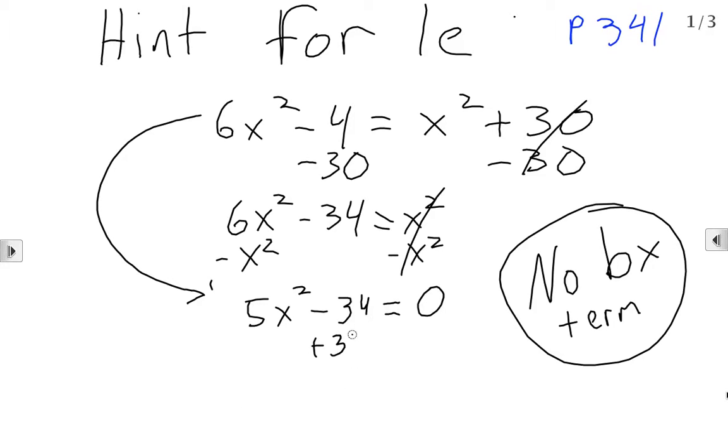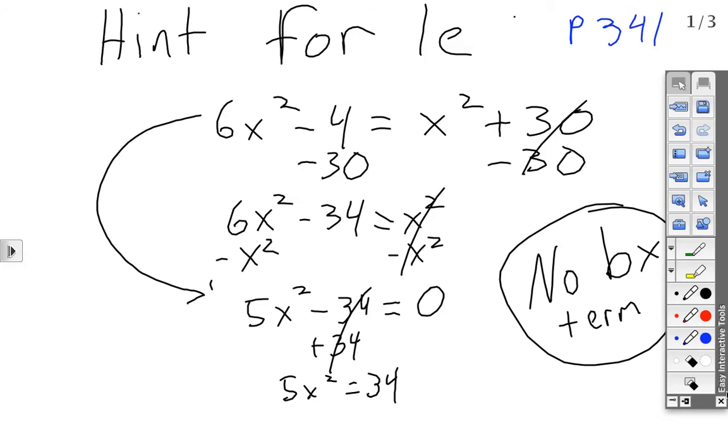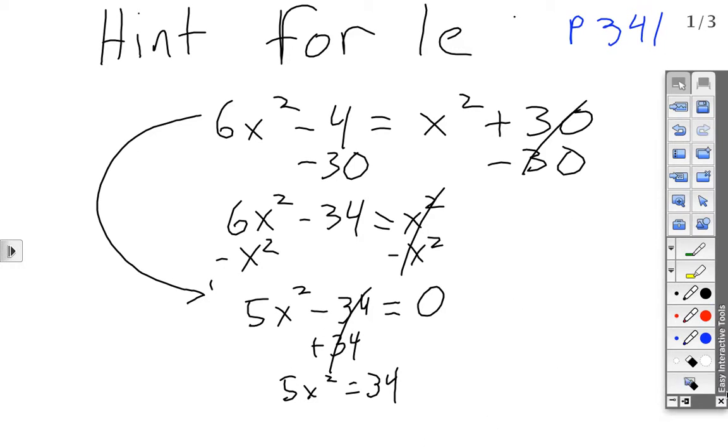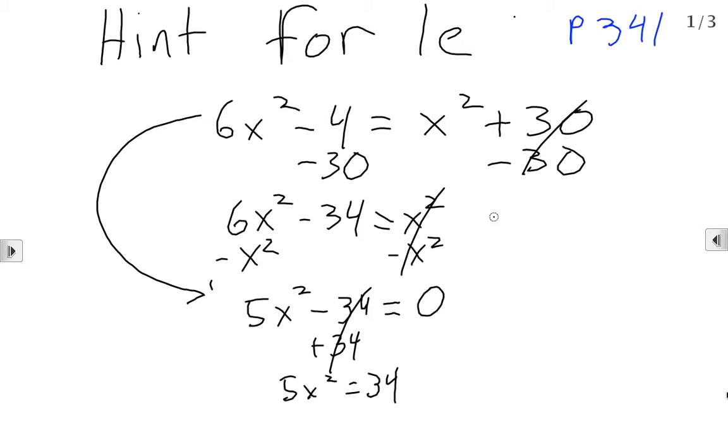Add 34. So we have 5x squared equal 34. Let me make some room here. So this is just kind of basic solving for x stuff. Our goal is to solve for x. So we're going to move minus 34. Then we're going to take our equation and divide by 5 to get rid of times 5.